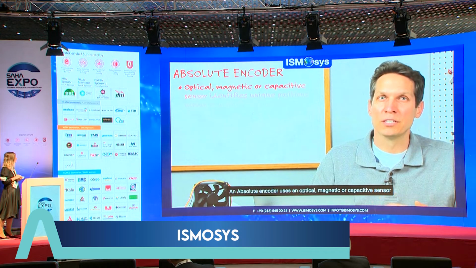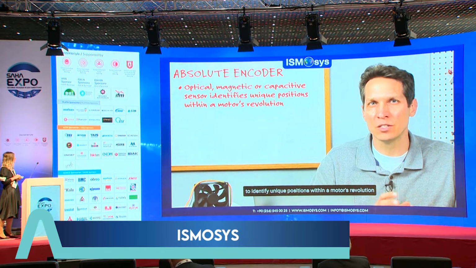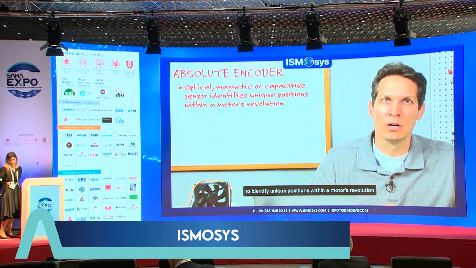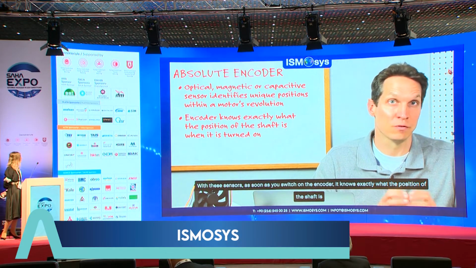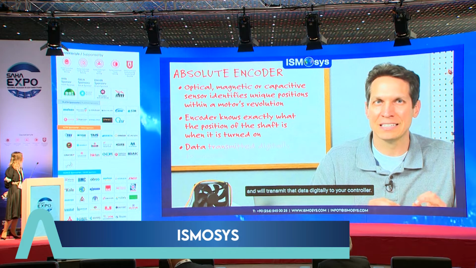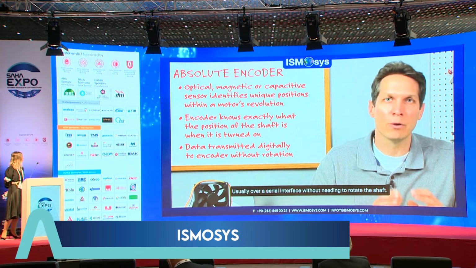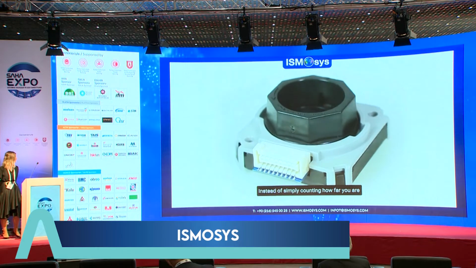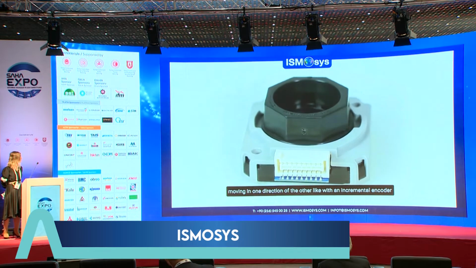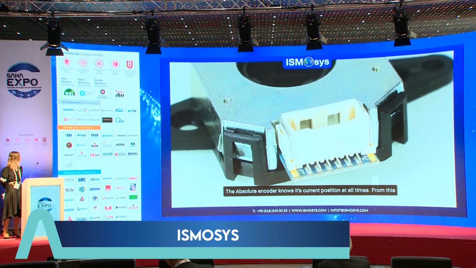An absolute encoder uses an optical, magnetic, or capacitive sensor to identify unique positions within a motor's revolution. With these sensors, as soon as you switch on the encoder, it knows exactly what the position of the shaft is and will transmit that data digitally to your controller, usually over a serial interface, without needing to rotate the shaft. Instead of simply counting how far you're moving in one direction or the other, like with an incremental encoder, the absolute encoder knows its current position at all times.